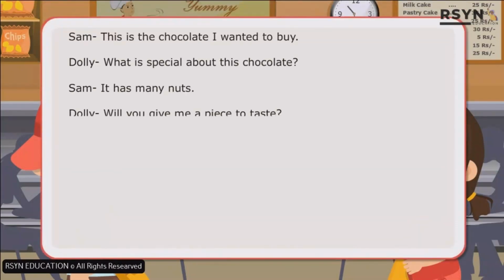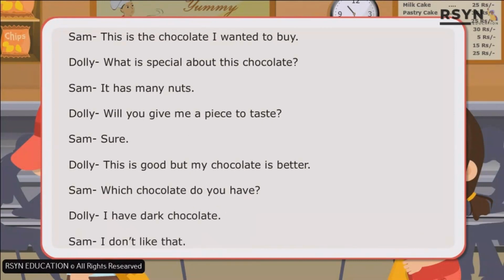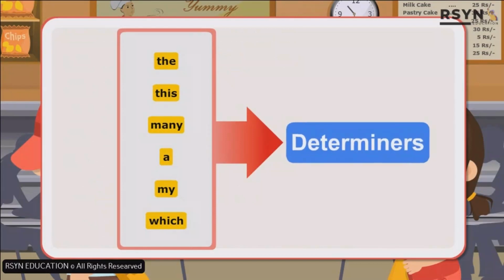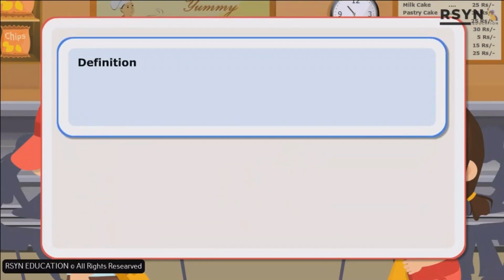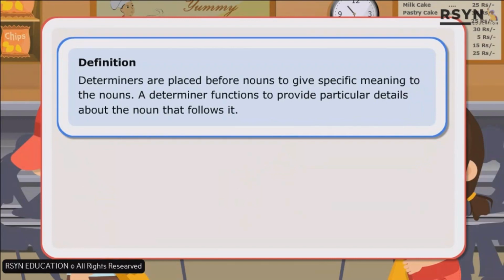In the dialogues, Sam and Dolly have used words that give specific meaning to the nouns that follow and also give more details about them. The words the, this, many, a, my, which are examples of determiners. Definition. Determiners are placed before nouns to give specific meaning to the nouns. A determiner functions to provide particular details about the noun that follows it.